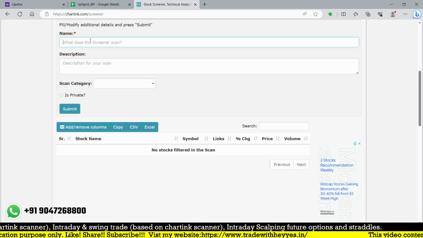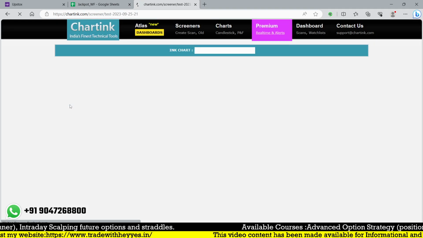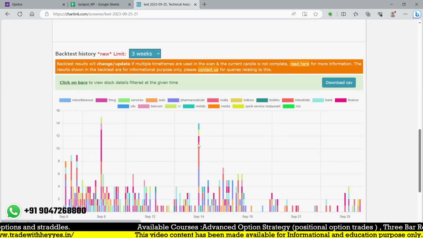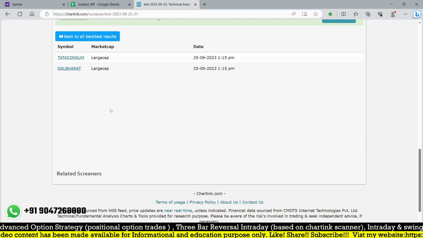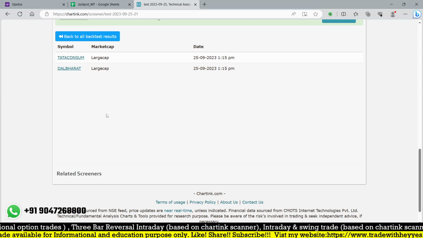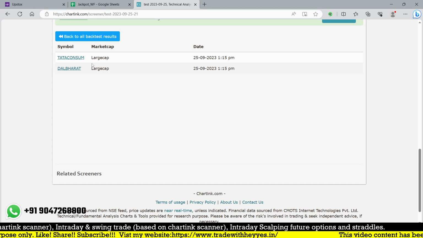So I'm just saving the scan test, and the scan will be shared on my Telegram group. If you are looking for this, you can see around the 115 to 130 candle, because I'm using the 30 minutes time frame. So 115 is the starting time and 145 is the ending time, and Dalmia Bharat.